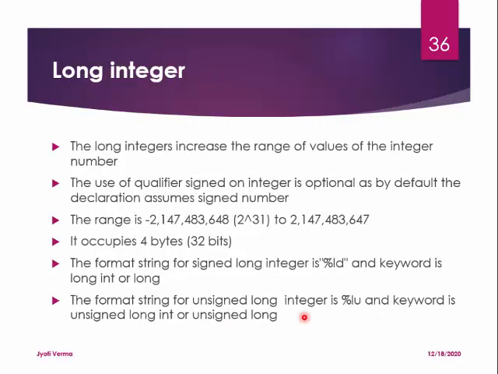Long integer. Long integer means what? Its range will be a little more as compared to your short integer and short unsigned integer. The range is this much. Means what, if you want to store a value of more than 65,000 then you have to go to the long integer. It occupies how many bytes? 4 bytes, that means 32 bits. Okay, the format string is %ld and the keyword which you have to use is long int or you can say long, and the format string for unsigned long integer is %lu and the keyword is long unsigned, unsigned long int or just write unsigned long.